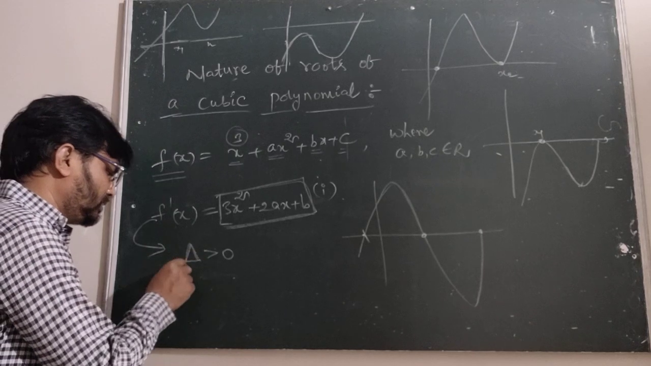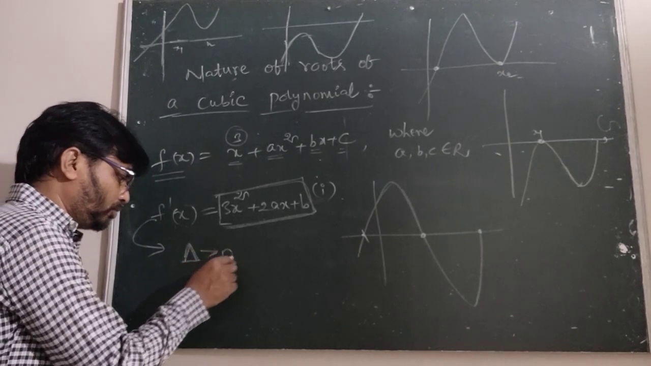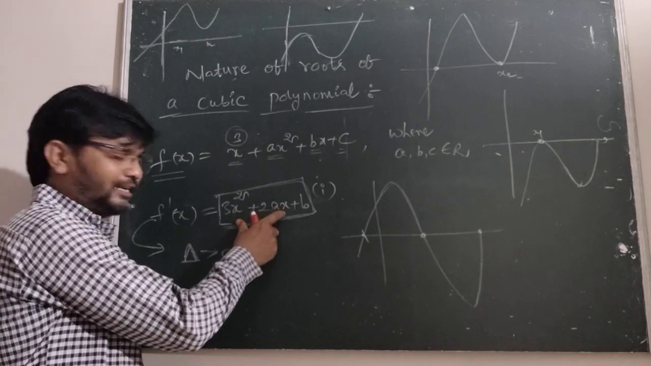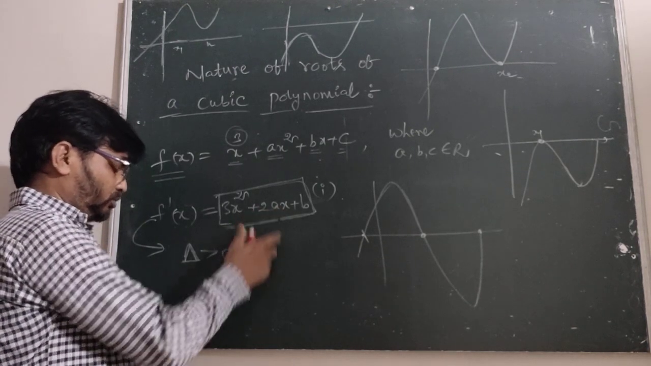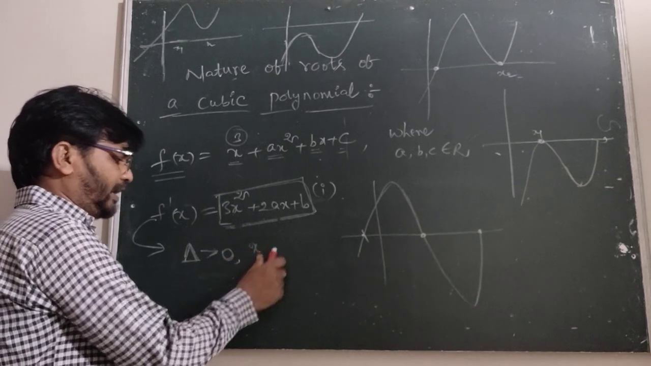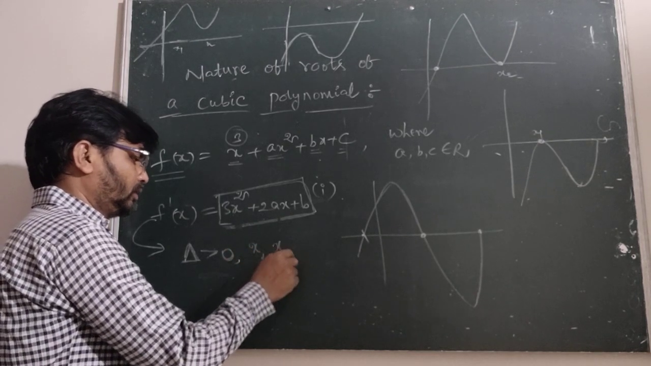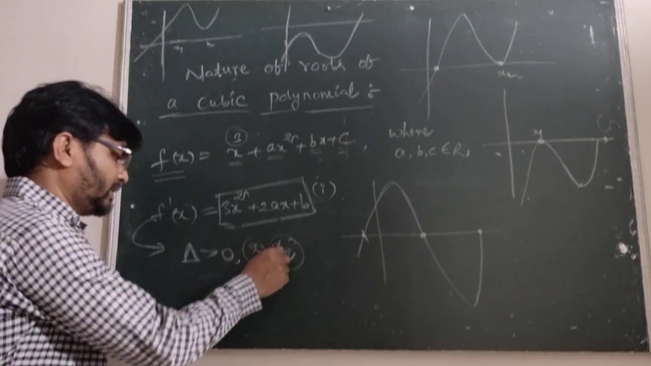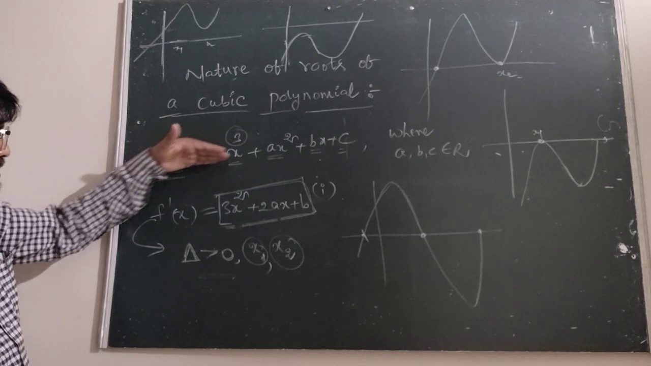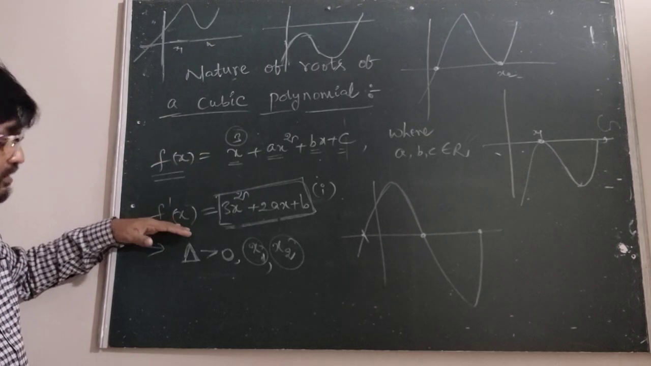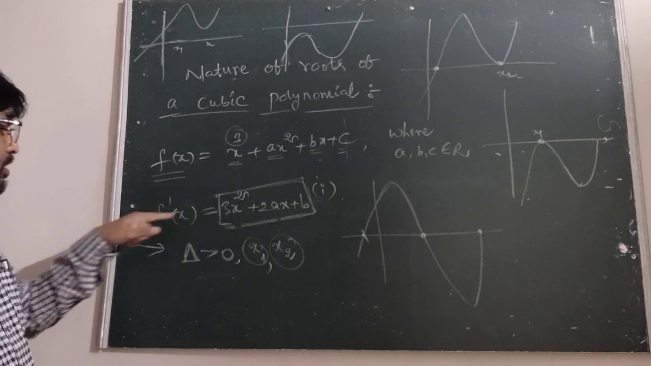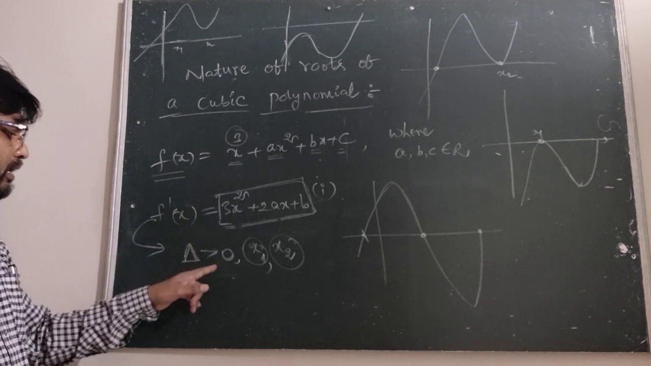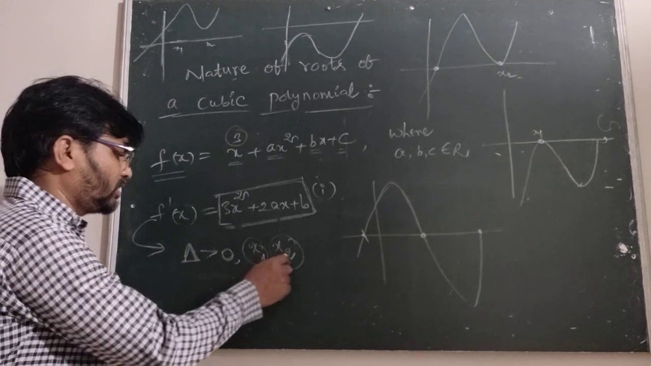Suppose its discriminant is greater than 0. Undoubtedly it has two real and distinct roots. We take those roots as x1 and x2, where x1 is less than x2. When f of x is given, we find f dash of x, and then the discriminant of f dash of x will be greater than 0. So the roots are real and distinct, those are x1 and x2.